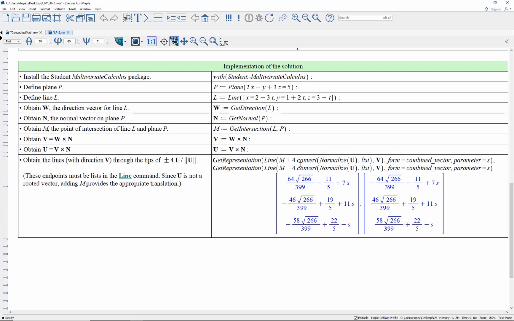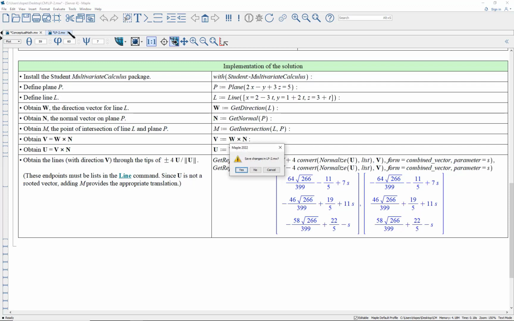We need a point, and the point is at the end of that vector U. So here we have normalized U, and we have converted that to a list because points are lists. And the displacement 4 is the multiplier, and we add that to M to get the point at the end of the vector where we want to put the line with direction vector V. And the form of that is the combined vector with parameter s, so that you can think of this either as parametric representation or position vector representation. And here are the two lines, one on either side of point M.